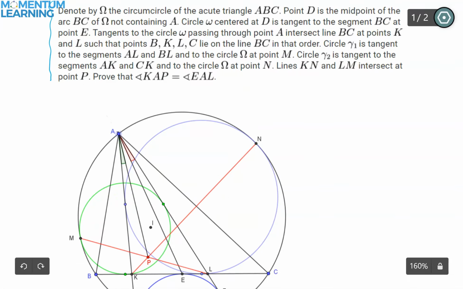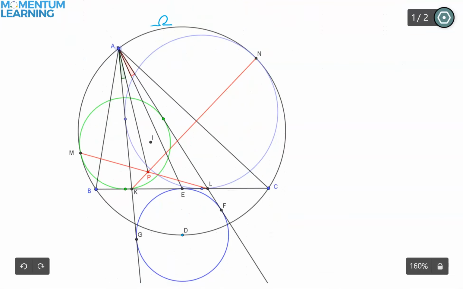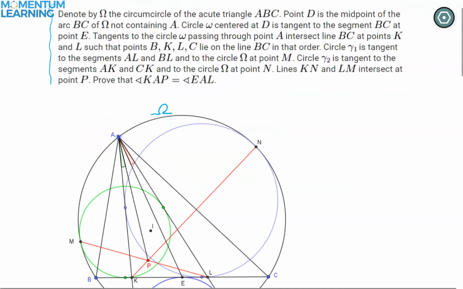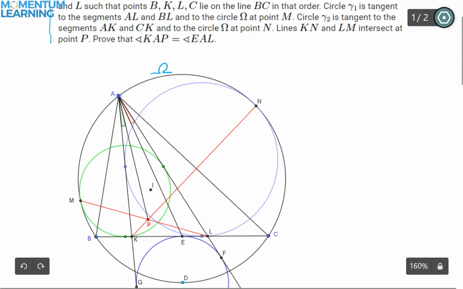So denote by capital omega the circumcircle of the acute triangle ABC. Point D is the midpoint of arc BC. The point D is clearly marked as the midpoint of arc BC on that cyclic triangle ABC. So D is the midpoint of minor arc BC, not containing A.